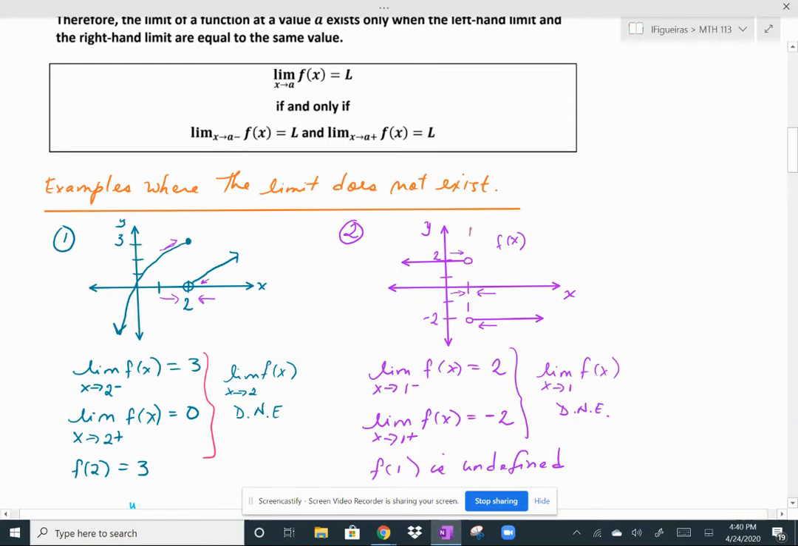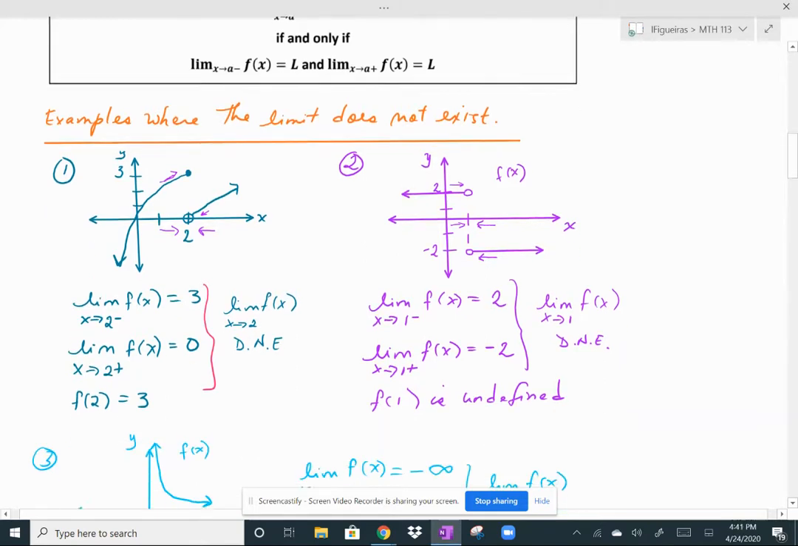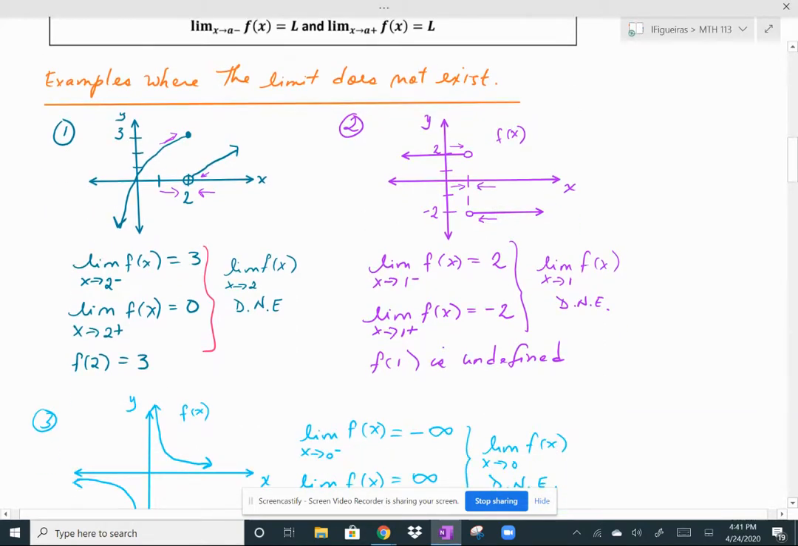That's why you have open circles both here and here that correspond to the value of f of x at 1. It's undefined at 1, but the limit from the left and the right do exist. The limit overall does not, because the left and right hand limits have different values.